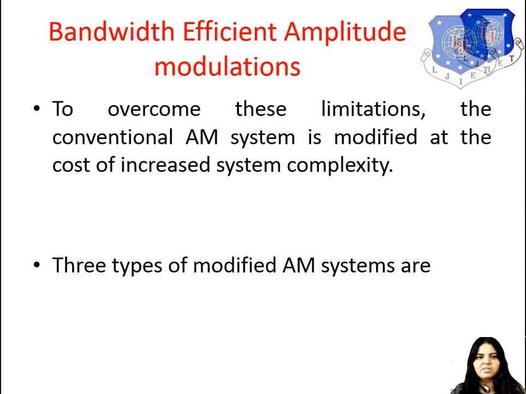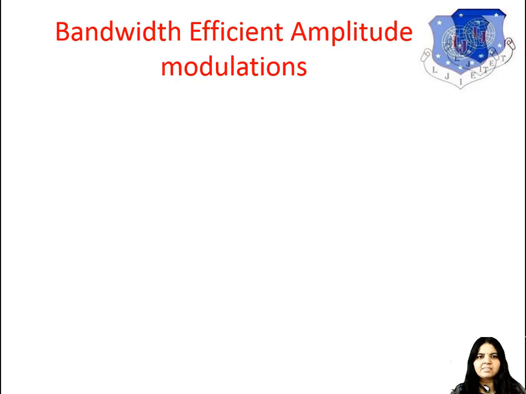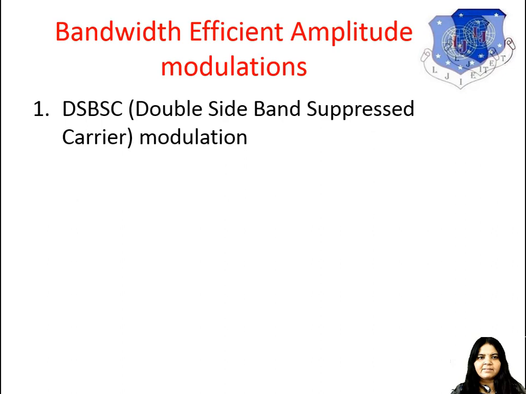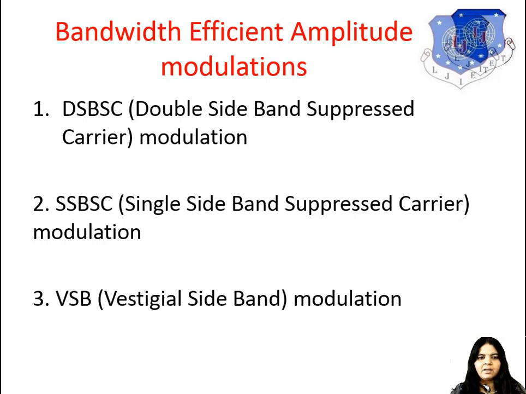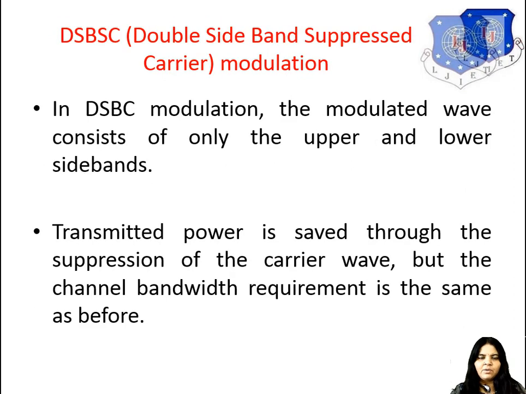So a modification in the AM system is required. For that, various modulation techniques are available. One is DSBSC, double sideband suppressed carrier modulation. Another is SSBSC, single sideband suppressed carrier modulation. And VSB, vestigial sideband modulation. Very first, the double sideband suppressed carrier modulation.